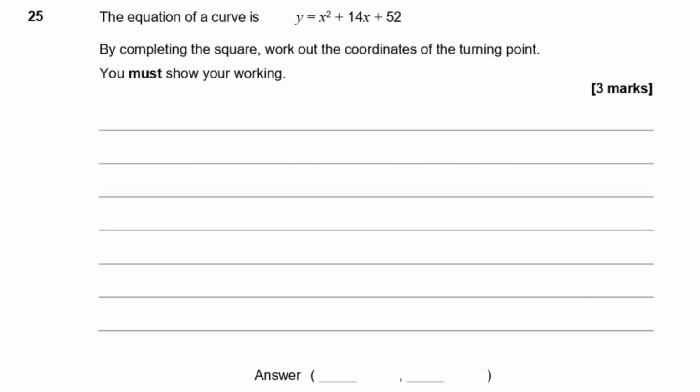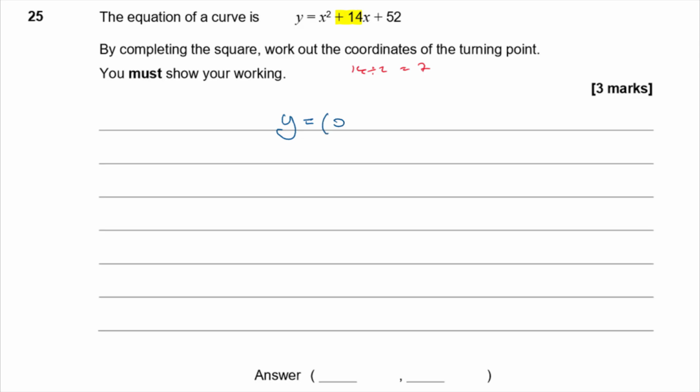The equation of a curve is y is equal to x squared plus 14x plus 52. By completing the square, work out the coordinates of the turning point. You must show your working. Right, so if I want to take y equals x squared plus 14x plus 52 and rewrite it in completed square form, I take this number here, the coefficient of x, and I halve it, don't I? So 14 divided by 2 is 7, and that is then the thing that I use in my bracket.